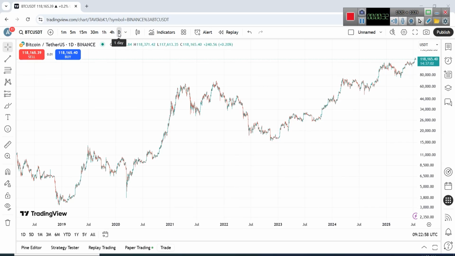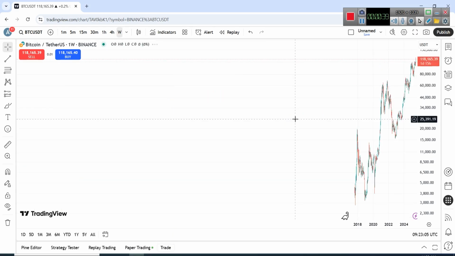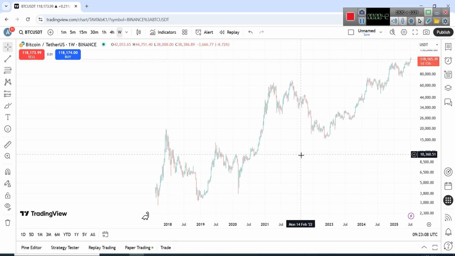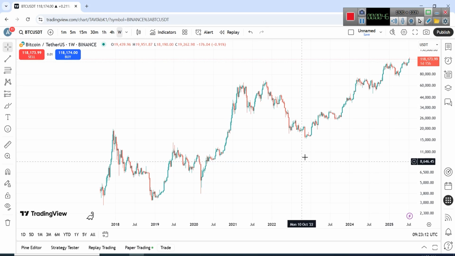My candles are daily. And first of all, I'm trying to put it in the weekly candles and see how it went through these days. So we see what we see.